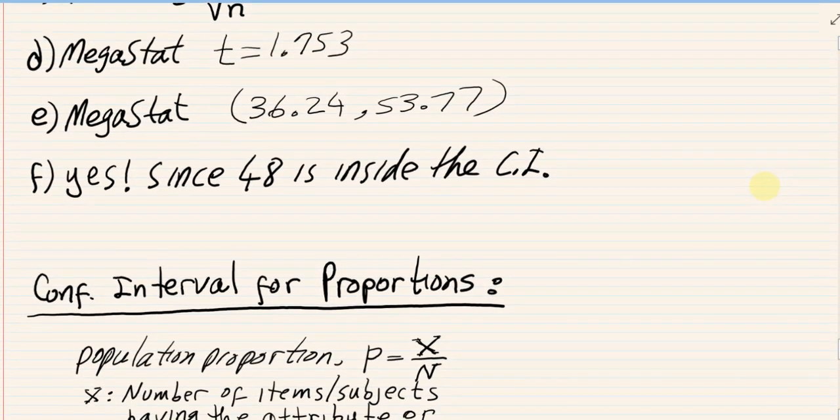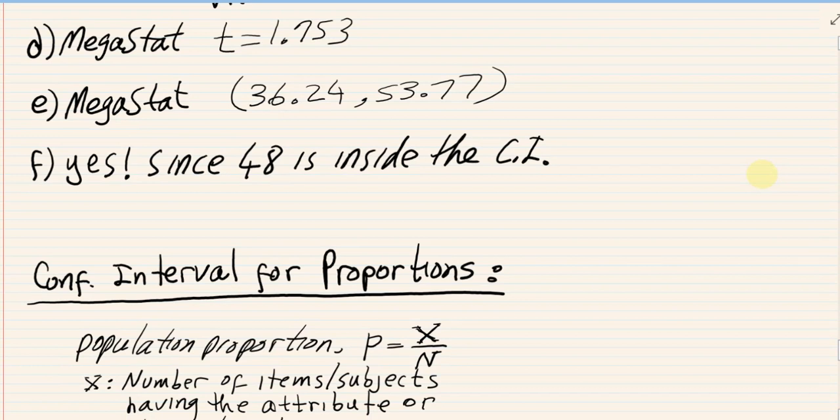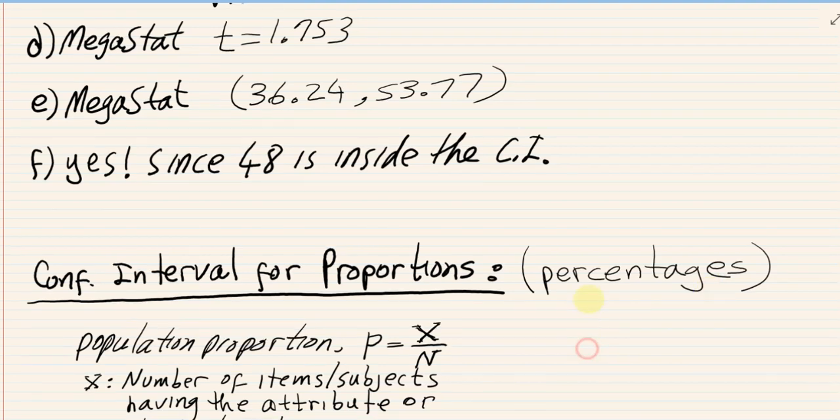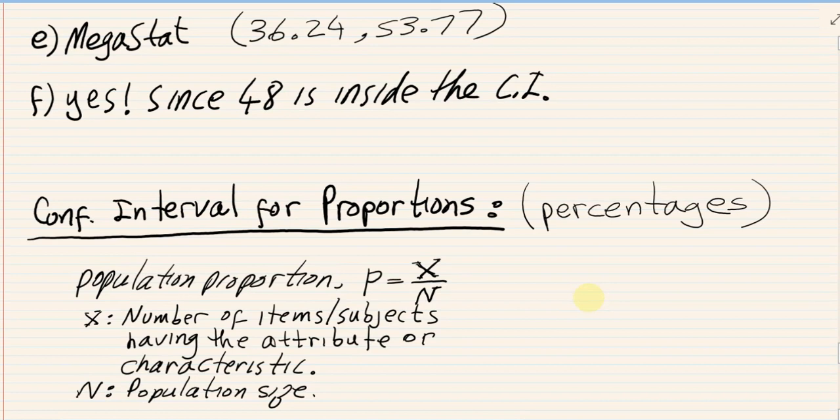The last thing we want to do here is look at confidence intervals for proportions now. Now the word proportion here also means percentage, by the way, or rate. So proportions become percentages. So the population proportion is like capital P, and that's capital X over capital N. What are the X and N here? X is the number of subjects, items, objects having the attribute or characteristic that we're looking for, and capital N is the population size.